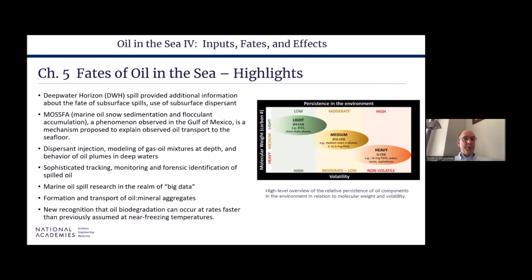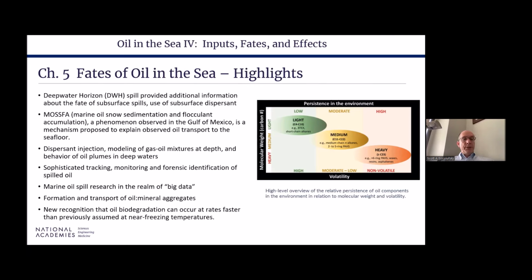As I already mentioned, dispersant injection and the modeling of gas oil mixtures at depth and the oil plumes that happened during Deepwater Horizon were studied a lot recently. We've also developed sophisticated tracking, monitoring, and forensic identification methods for spilled oil over the last 20 years.